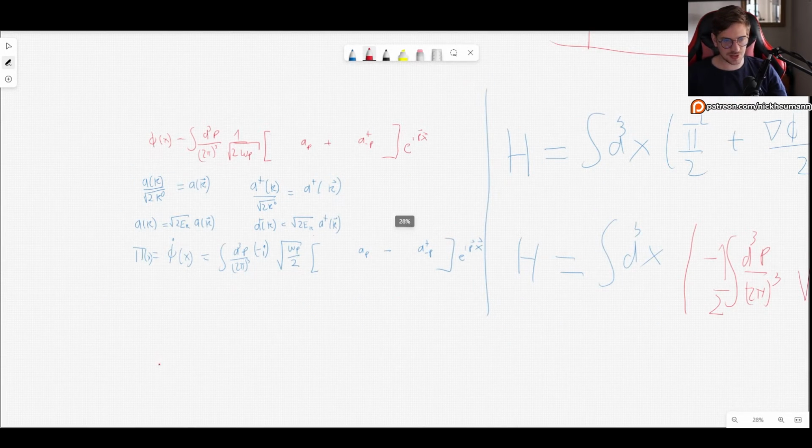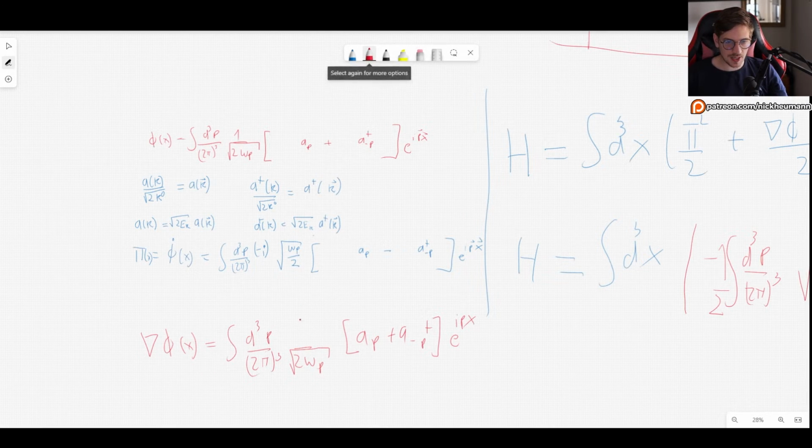So that means, maybe let's just write it down first. Just nabla phi of x. This is going to be integral d3p over 2 pi cubed, and then 1 over 2 omega p. And then we have, well, it's the same thing here, plus a minus p dagger e to the I px. But now we have to multiply by I p. So just put an I p somewhere over here, perhaps. So I p, sorry, not pi.